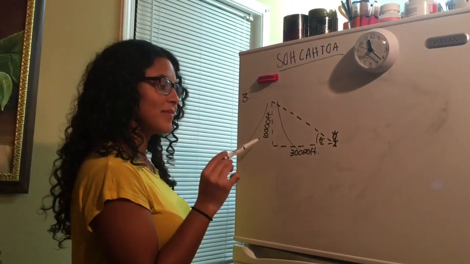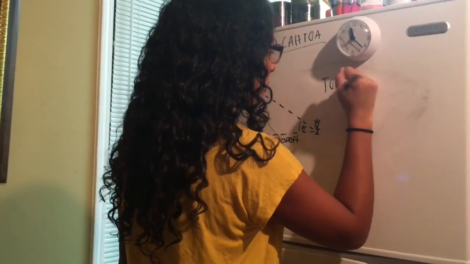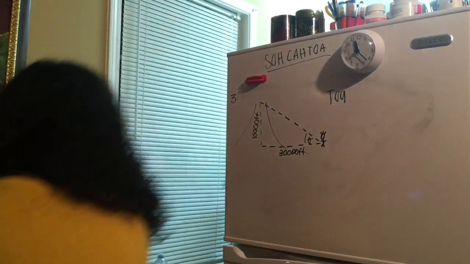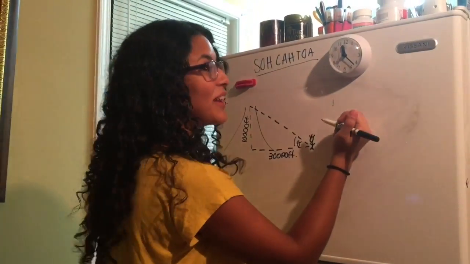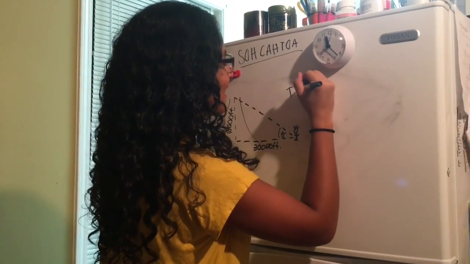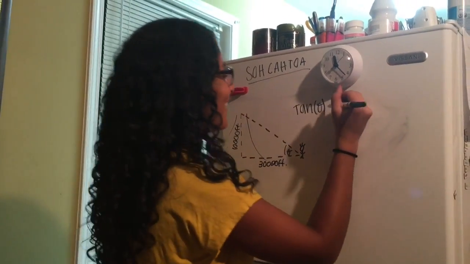It uses opposite and adjacent. I guess TOA is the only one that fits. You're right! So, that means that we're going to be using tangent of angle theta to find angle theta. Man, I'm so tan. Yeah, you are.